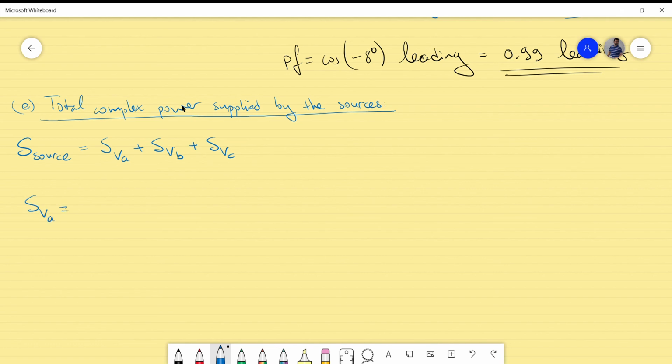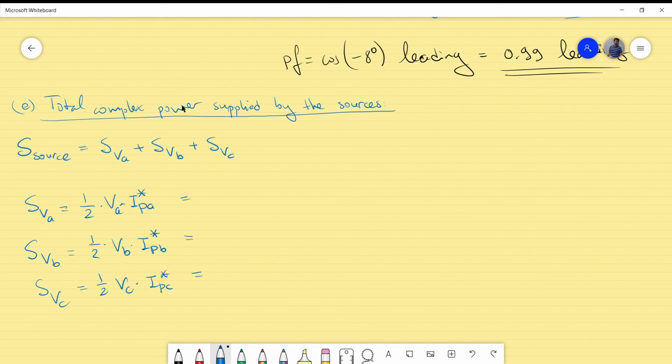Now, what is S of VA? It is half times, because we use the amplitudes and not the RMS values, VA times its phase current, or the current which is supplied by VA, and of course the complex conjugate of that. And if you do the math again for the other ones, VB and VC, it is exactly the same procedure. So it will be VB times the phase current of B, complex conjugate of that, and VC times the phase current of C and the complex conjugate of that.